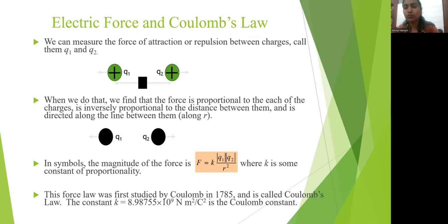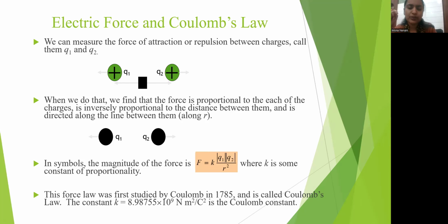Let's see. If we consider two charges, let's say both are positive charges, denoted by Q1 and Q2, and the distance between them is small r. So what will you observe when you keep charge Q2 near charge Q1? That Q1 will exert some amount of force on Q2. That force is a repulsive force, of course, because both are like charges, so they tend to repel each other. So this Q1 will exert some force on Q2, and that force is nothing but electric force, or we can call it Coulomb's force as well.